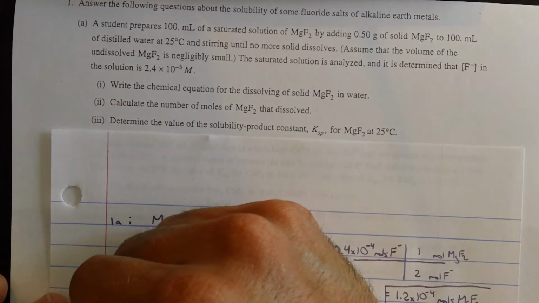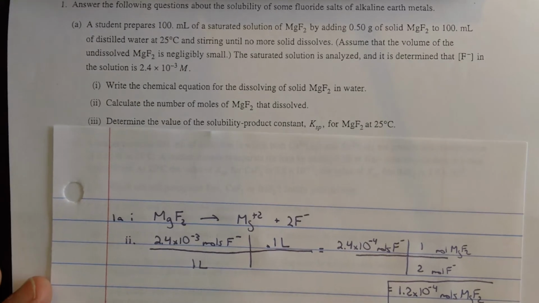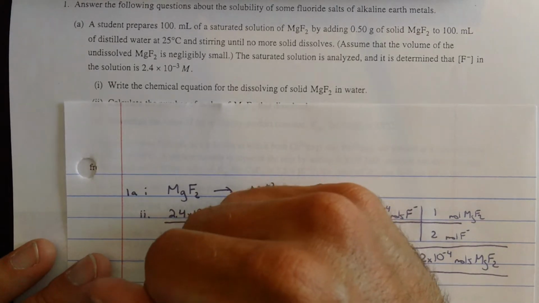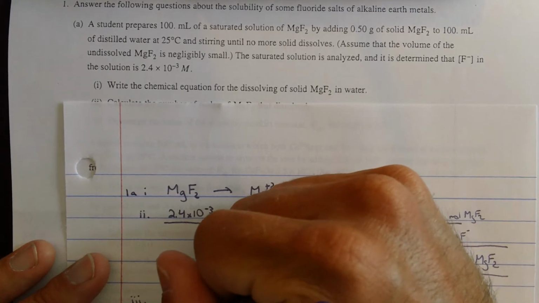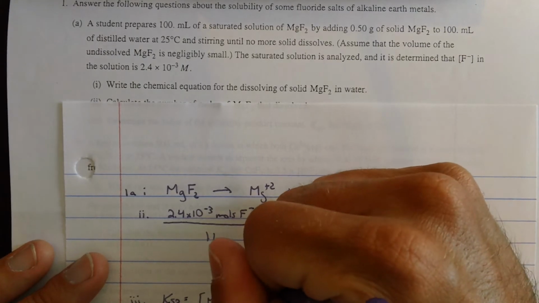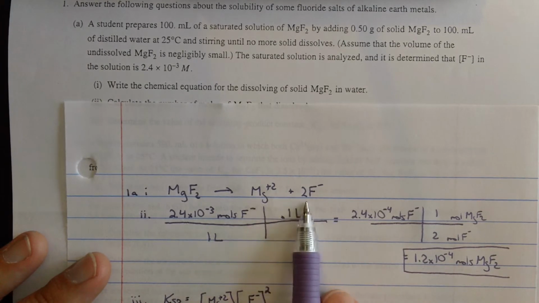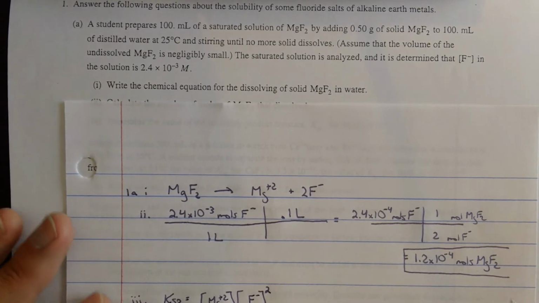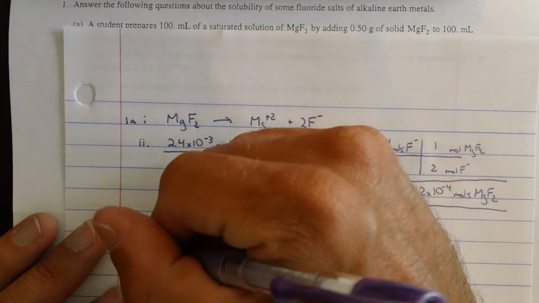Then part 3 of A says determine the value of KSP for magnesium fluoride at 25 degrees Celsius. So I need to come back and do KSP. The KSP is going to be equal to the concentration of magnesium ions times the concentration of the fluoride ions squared. Don't forget to square it, right? This is products over reactants raised to their coefficient. So that fluoride there has got to be squared. And then I get to plug in what I know. I know the fluoride ion concentration from the beginning of this thing.